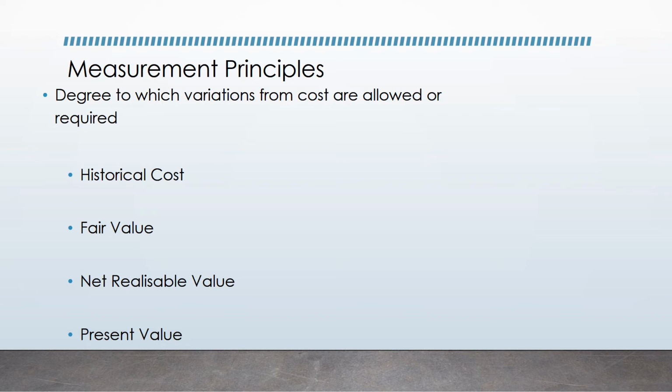So when we talk about measurement principles, in terms of GAAP, there tends to be a requirement of what you have to use, where we've talked about before when countries adopt IFRS, in a lot of cases they'll say this is the treatment that is allowed versus required. So one of the ways that IFRS and US GAAP differ is the degree to which variations from cost are allowed or required.